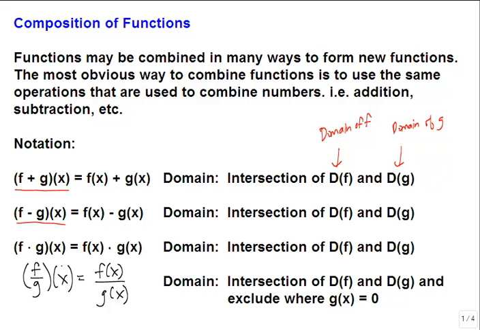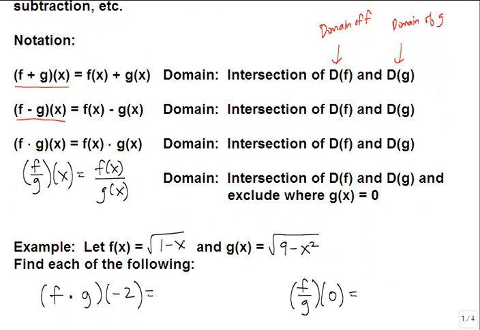Similarly, for multiplication, you would multiply the two rules together, and the domain is the intersection of the two individual domains. And then finally, for division, you're just going to divide f over g, and the notation would be f over g of x. And this time, you still want to intersect the domain of f with the domain of g, but you also need to consider where the bottom function, which in this case is what we're calling g of x, where that g of x might equal 0. So you're going to take the intersection of f with g and also exclude any x values where that denominator might be 0. And that's because we don't want to ever divide by 0.